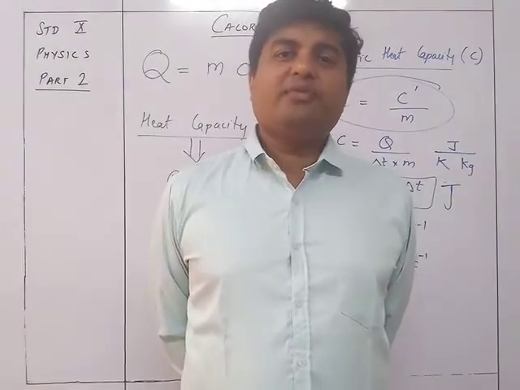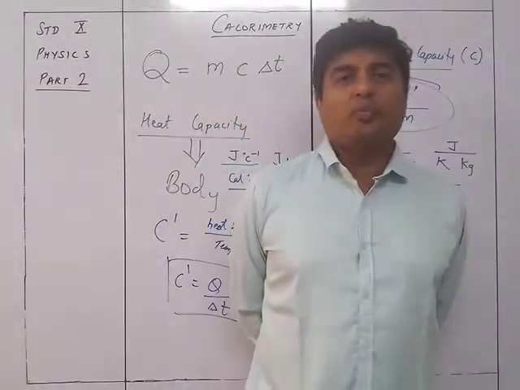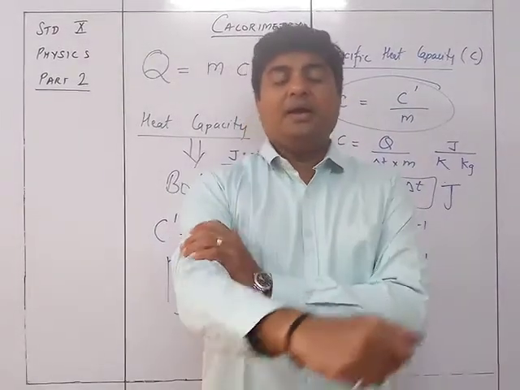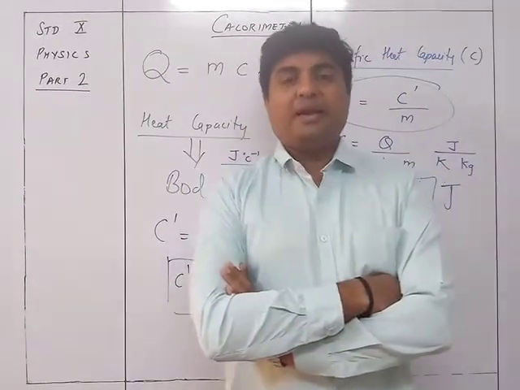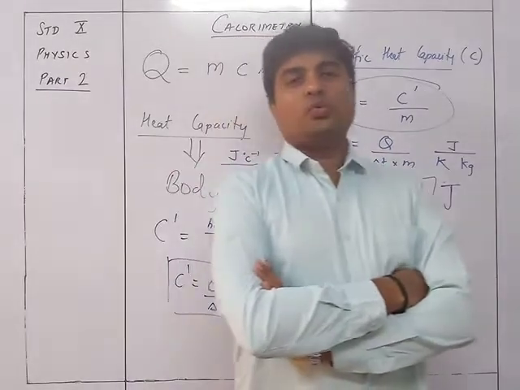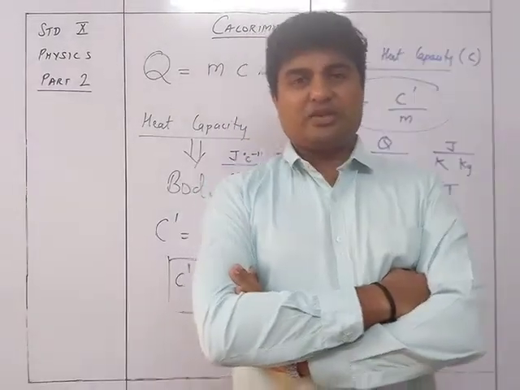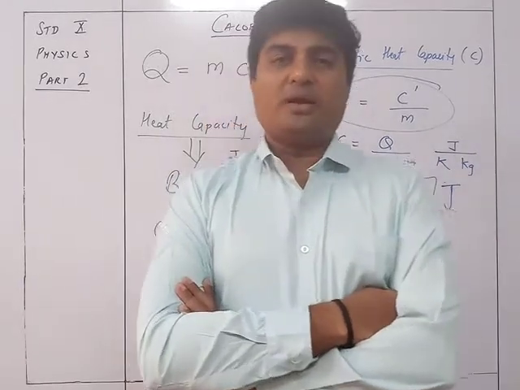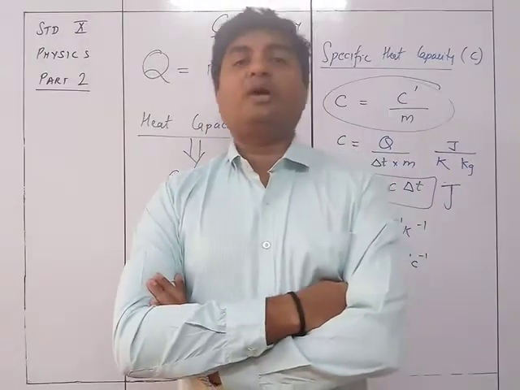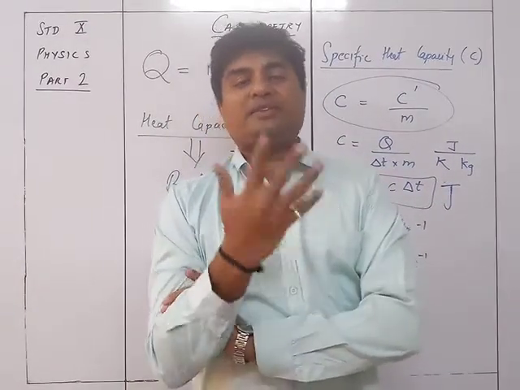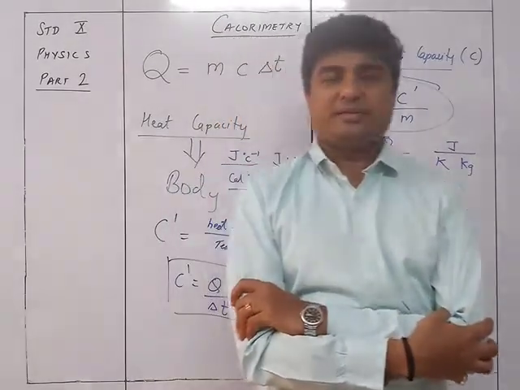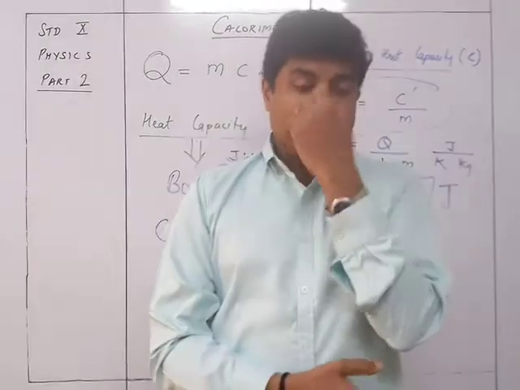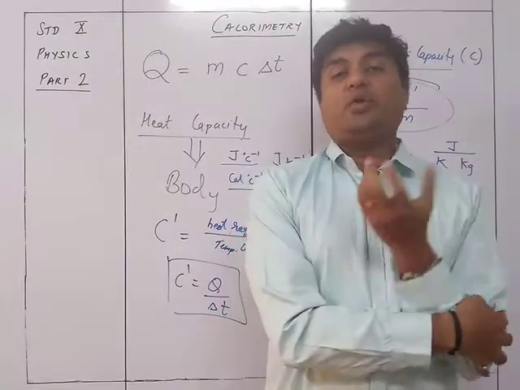So obviously, if some particular body has more heat capacity, a higher specific capacity, it means it requires more heat energy to change its temperature. That means it is a bad or poor conductor of heat. If something requires less heat energy to raise its temperature by 1 degree Celsius, then it is said to be a good conductor of heat.